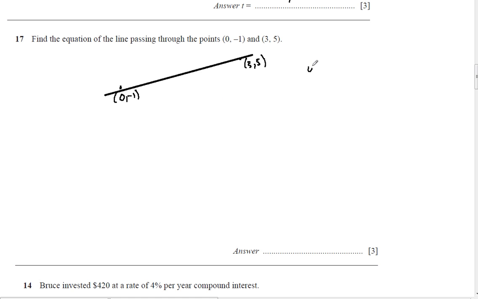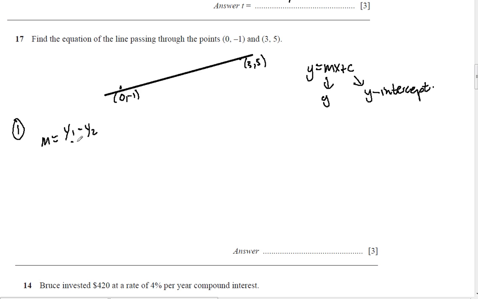So the equation of a straight line is y = mx + c, where m represents the gradient and c represents the y-intercept, or where it hits the y-axis. The best thing to start off with is to get the gradient of this line, and the gradient of a line is equal to (y1 - y2) over (x1 - x2). Let's take y1 as 5 and y2 as -1. That's going to be (5 - (-1)) over (3 - 0).